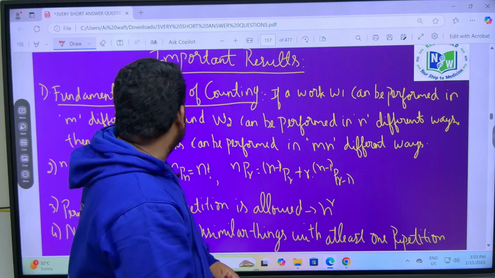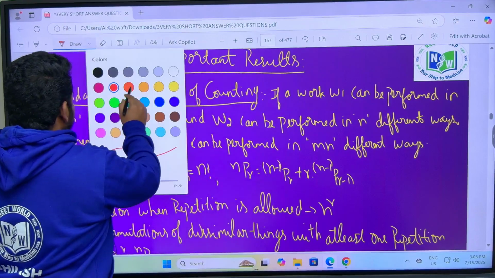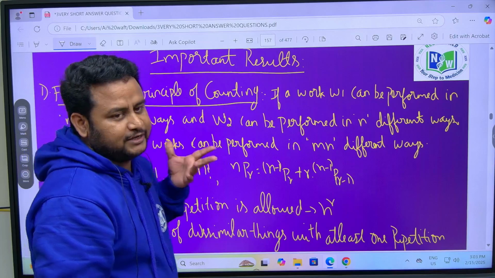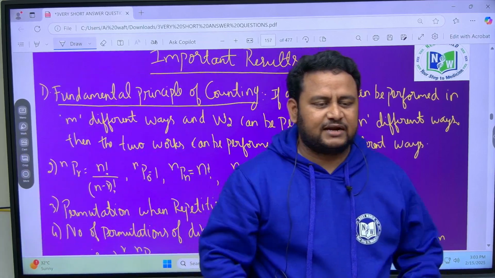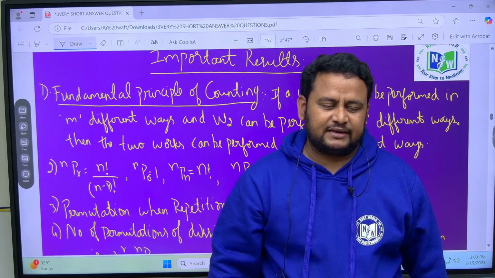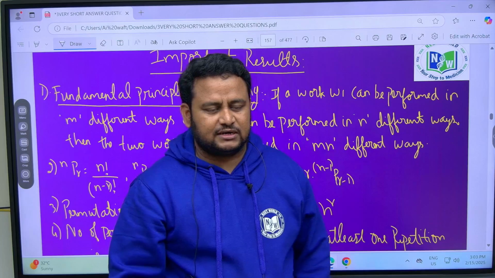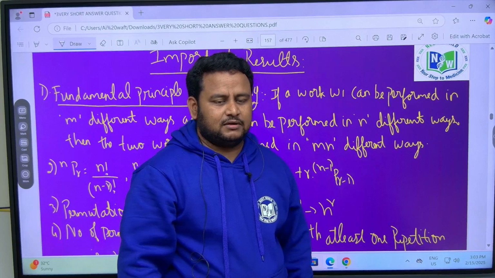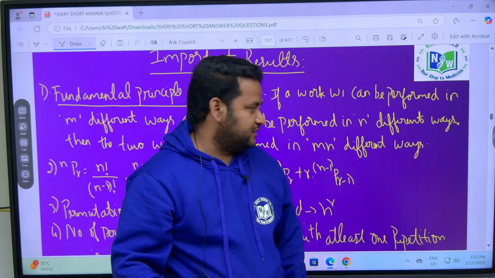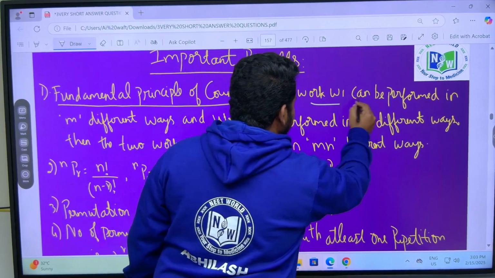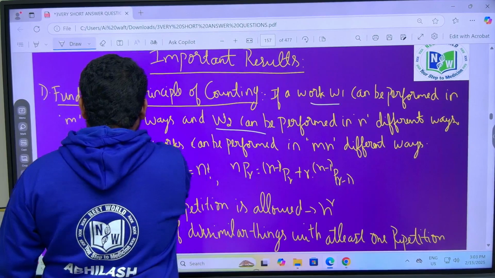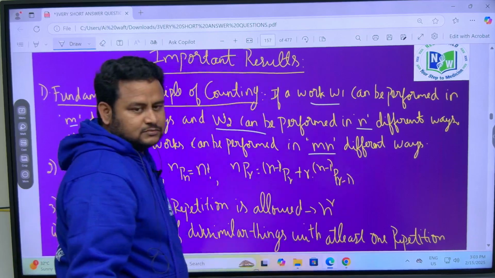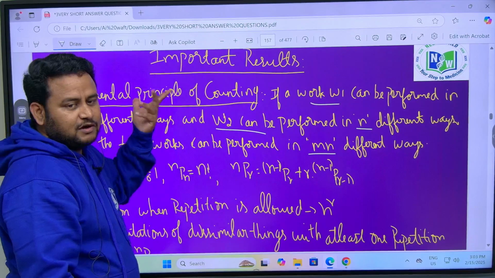But for us, with this basic introduction to permutation and combination, certain important results we have to know. So when I talk about permutation and combination, see here, friends, there is something called the fundamental principle of counting. What does it say? Suppose a work W1 can be done in m ways and another work W2 can be done in n ways, then both the work W1 and W2 can be done in m into n ways. That is what is written here. If W1 can be done in m ways and W2 can be done in n different ways, both the works can be performed in m into n ways. That is the meaning of the fundamental principle of counting.